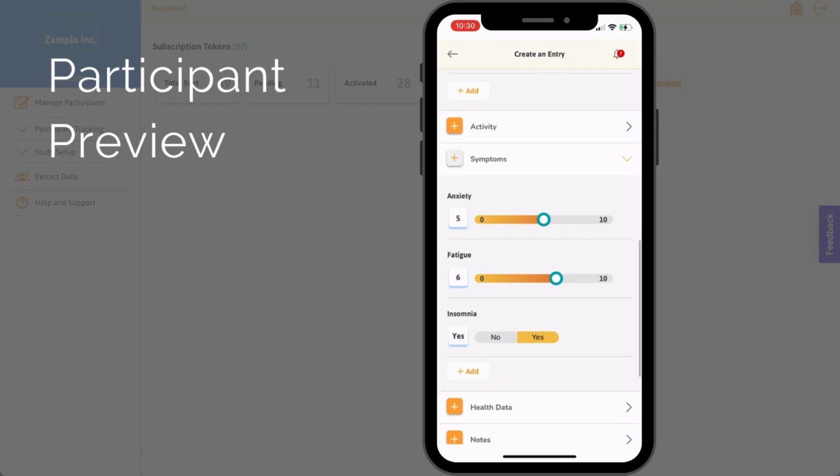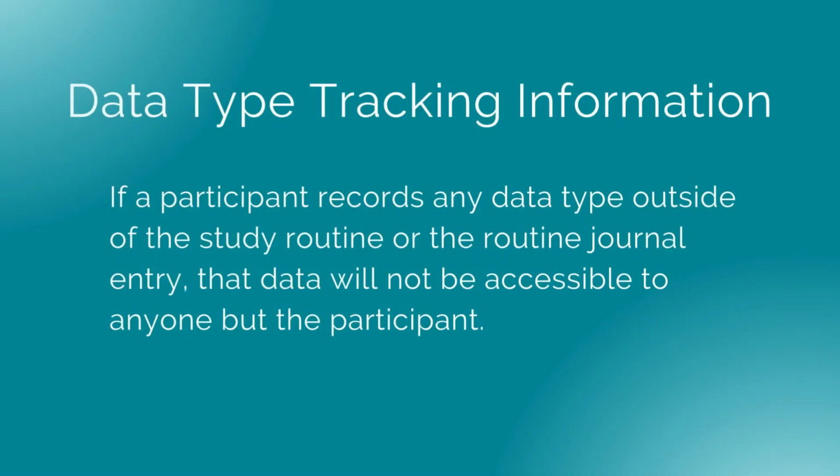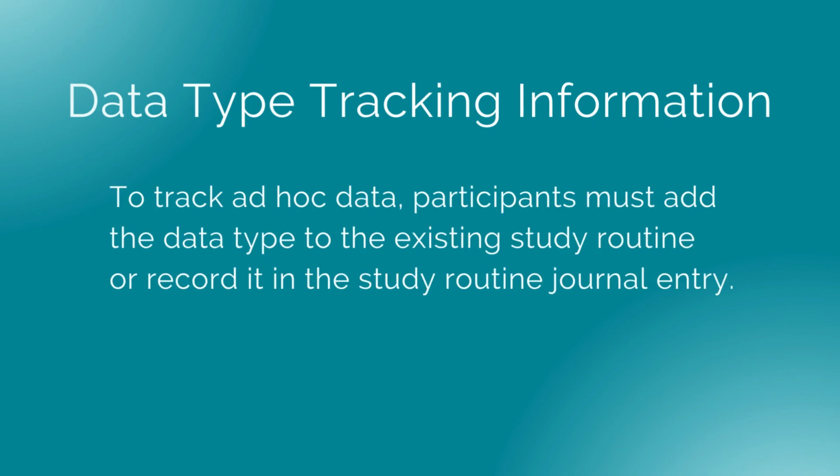It's important to note that if a participant records any data type, such as medications or supplements, outside of the study routine or the routine journal entry, that data will not be accessible to anyone but the participant. Therefore, if you would like to track ad hoc data types, participants must add the data type to an existing study routine or record it in the study routine journal entry.